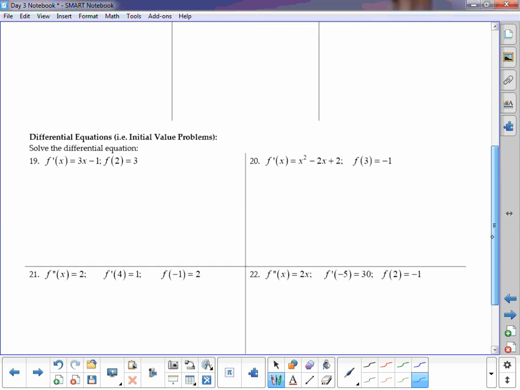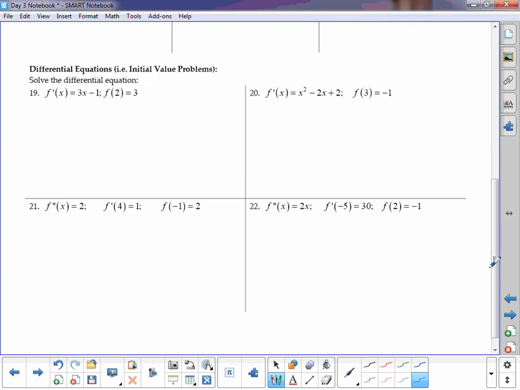Okay, the more exciting piece. 19, 20, 21, and 22. So it says differential equations, solve the differential equation. The reason it's called that is because it's an equation with a derivative, differential derivative. And notice it says, i.e. initial value problems. That means that we are going to find our actual C, that actual constant. What they've done is they've given us enough information to actually solve for what my constant is and find the specific solution where we have that constant filled in, rather than the generic solution where it says plus C.